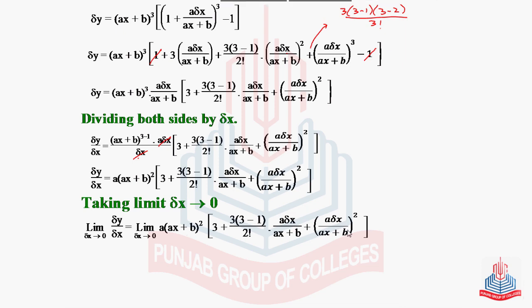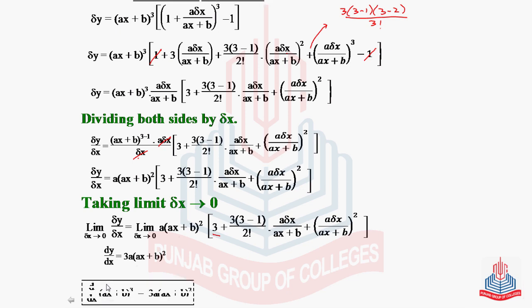The left side will become the differentiation formula that can be written as dy by dx, and on the right side when we apply the limit, all the terms containing delta x will become 0 except this first term. So we have only this 3, and all other terms will become 0. This 3 and this thing does not contain a delta x, so that will remain the same. So we have finally 3a (ax plus b) whole square.